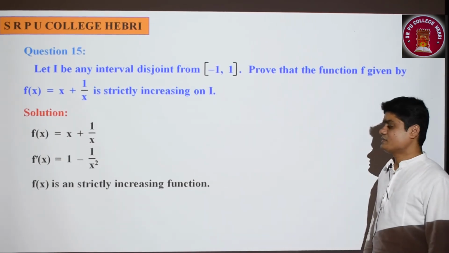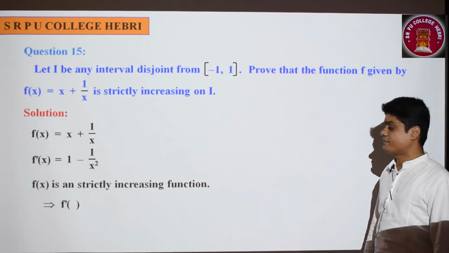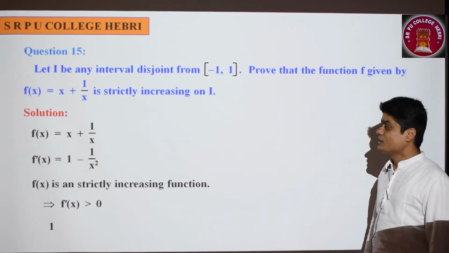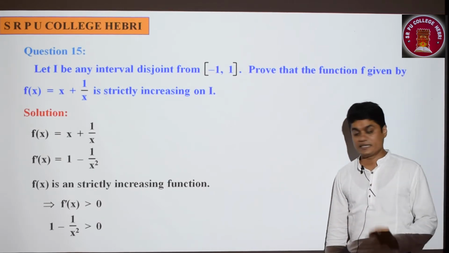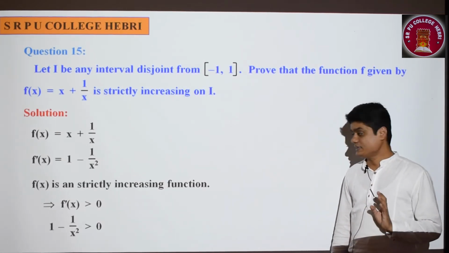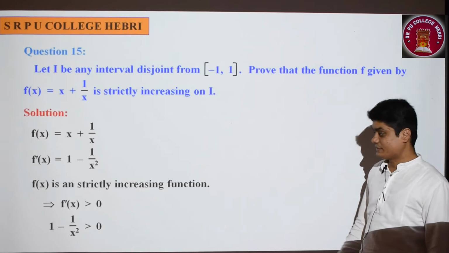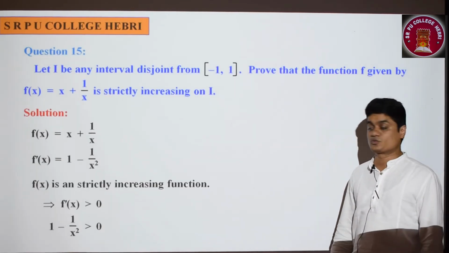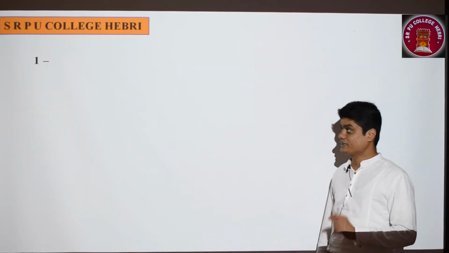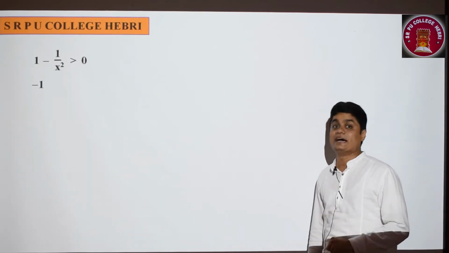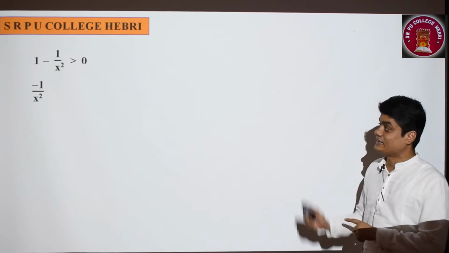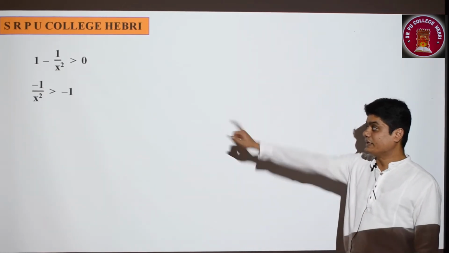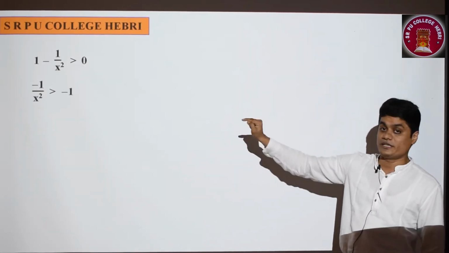So if f of x is a strictly increasing function, then we know that f dash of x is greater than 0, right? What is f dash of x? 1 minus 1 by x square is greater than 0. Remember what we got? 1 minus 1 by x square is greater than 0 implies what? Minus 1 by x square is greater than minus 1. See, here we subtracted, not multiplied, so the inequality does not change.